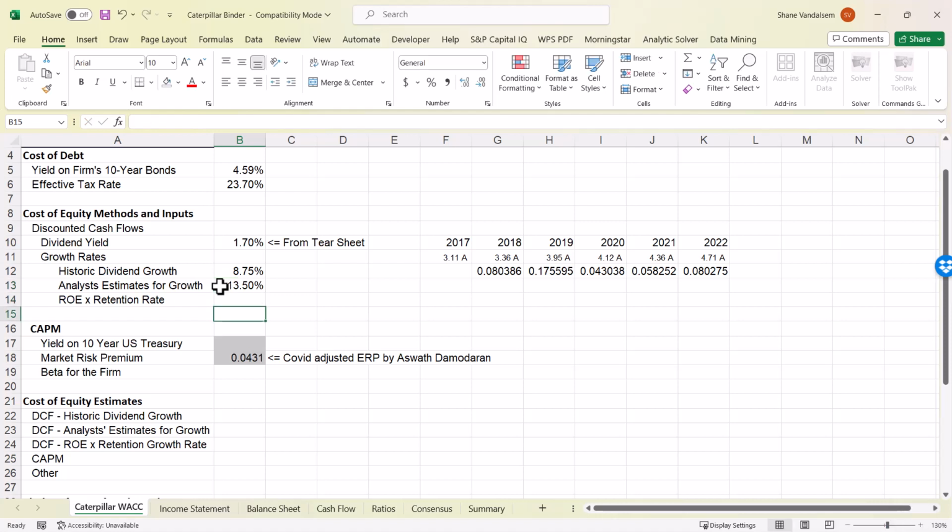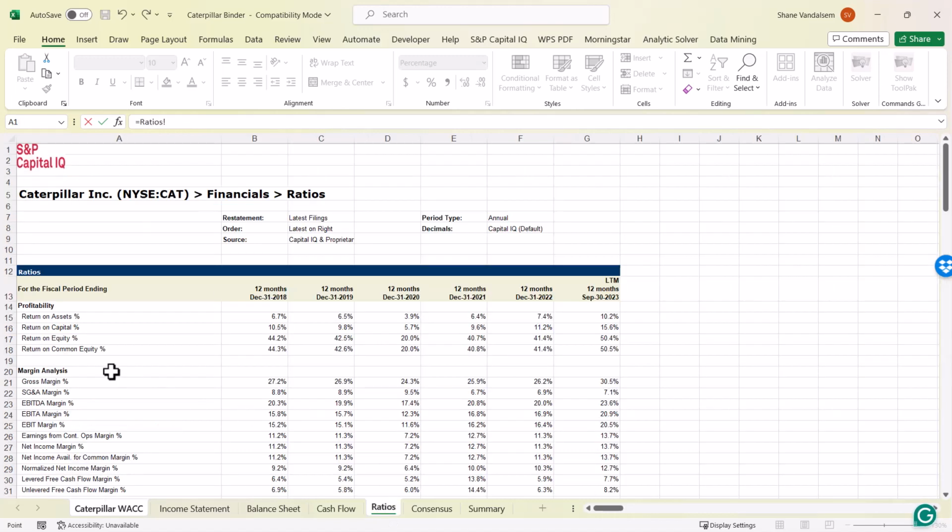And now the ROE times the retention rate. This is going to be equal to the return on equity multiplied by 1 minus the payout ratio. So I'm going to put in here equals. I'm going to go out to ratios, and I will use the last 12 months. It's going to be pretty high.